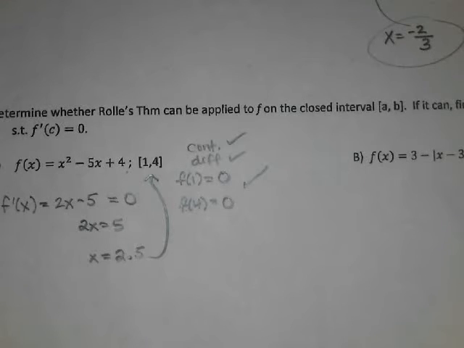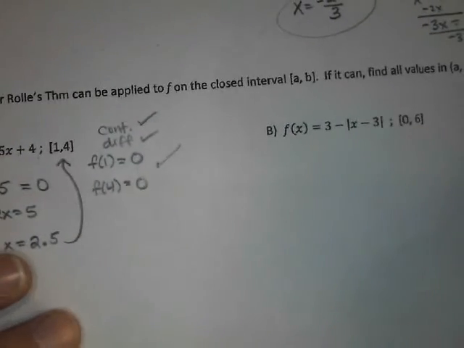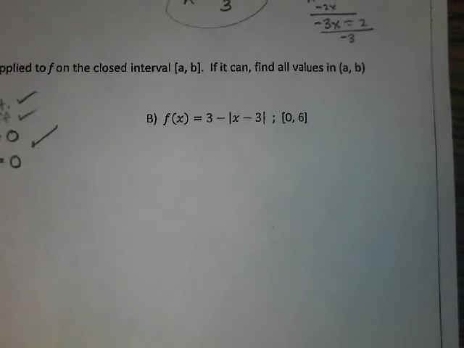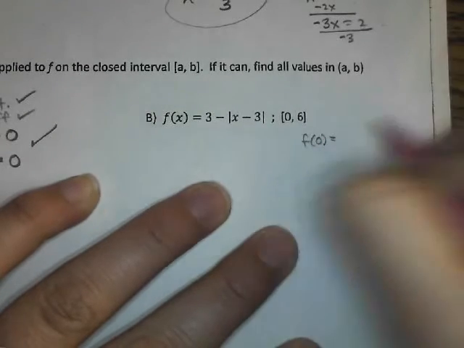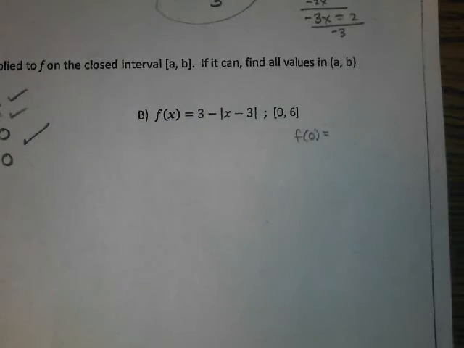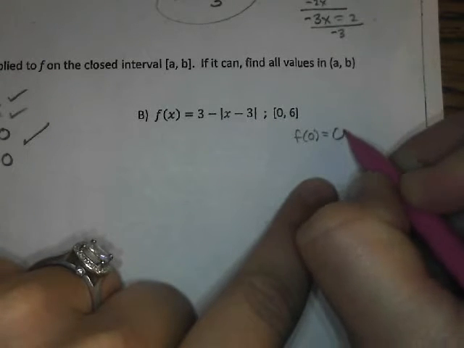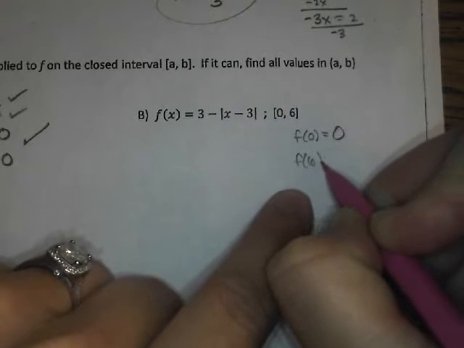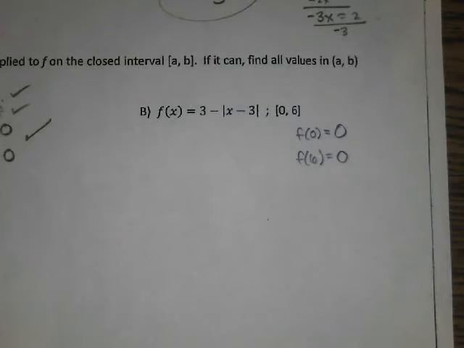Alright, so, same thing here, what's f of 0? F of 6, okay, and is this function differentiable and continuous along the interval from 0 to 6? No, why not? Sharp corner point. This is an absolute value graph.